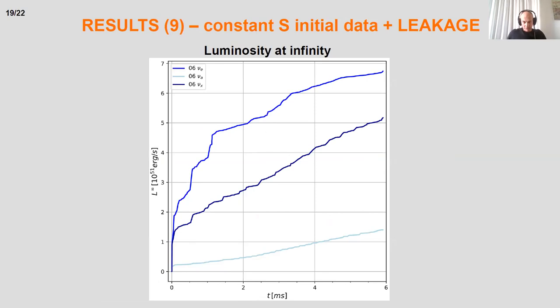And we also have a plot for the luminosity at infinity for one of the simulations. This is the one in octant symmetry, starting with constant entropy slicing initial data. And here you see that the luminosity observed from infinity is of the order of 10 to the 51, which is a very low luminosity in comparison with what you get from BNS. From BNS, you usually get 100 times this value, so basically 10 to the 53.